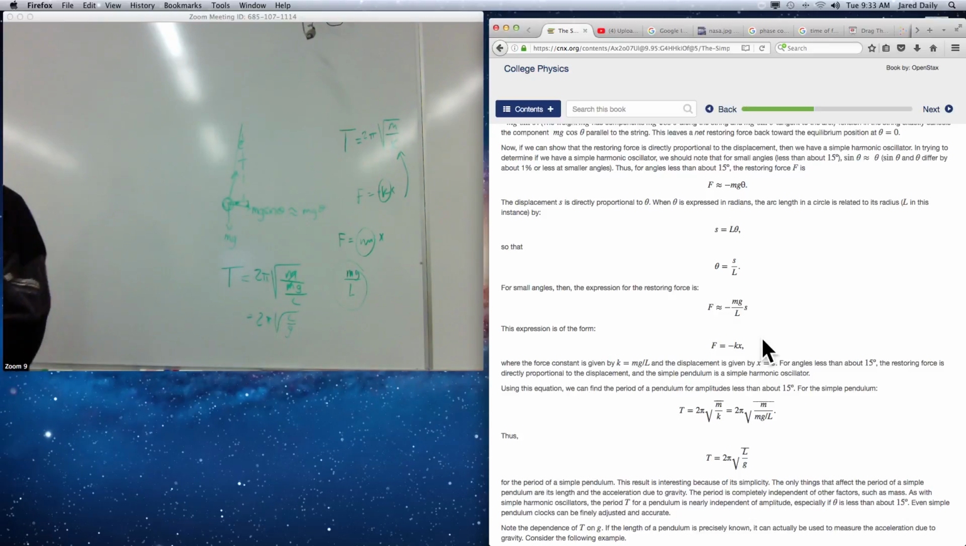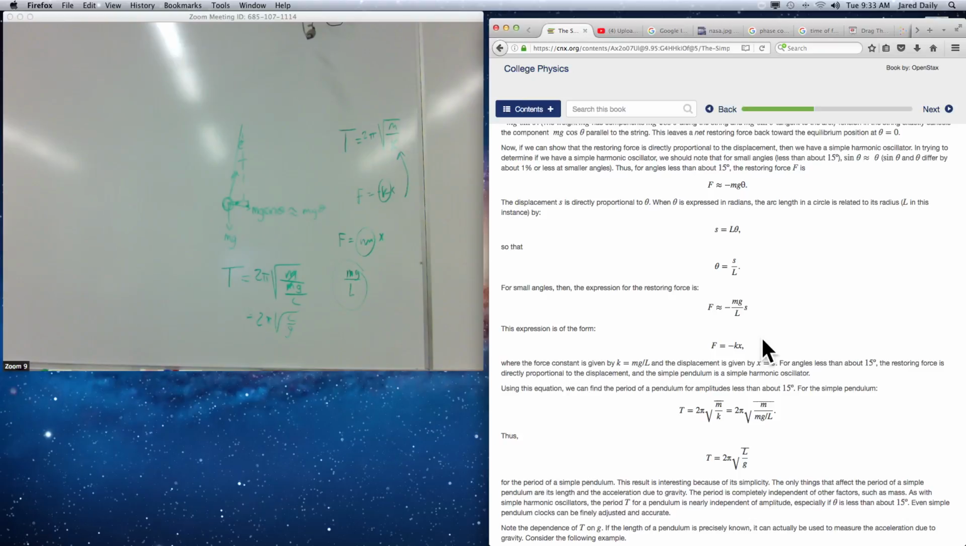Now, why does that matter? You don't have to remember how that works. You just have to remember that this is true. But why does it matter? The period of the pendulum, which is how long it takes for it to swing back and forth, what does it depend on? It only depends on one thing. Well, two things. It depends on the length, L, of the pendulum, and it depends on the gravitational constant.